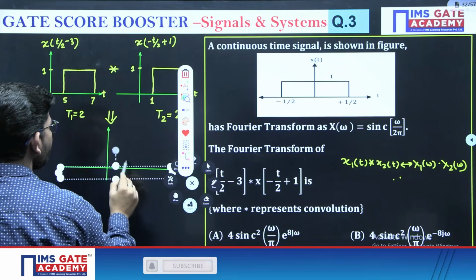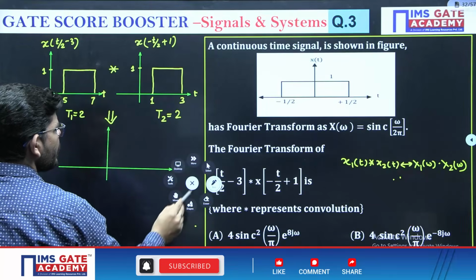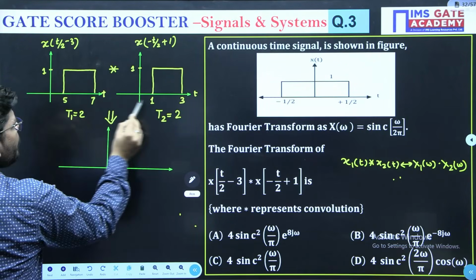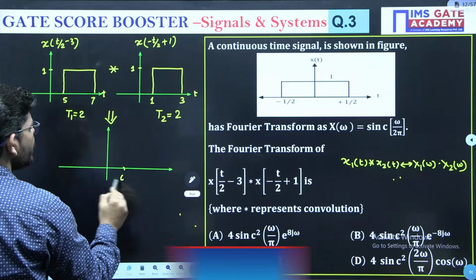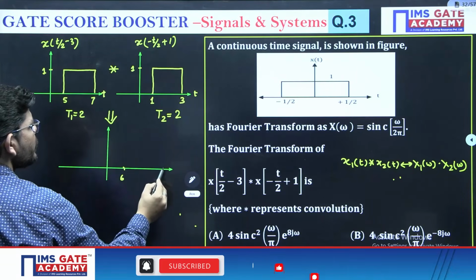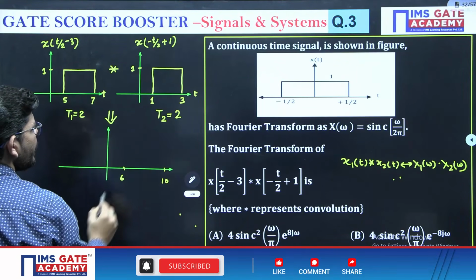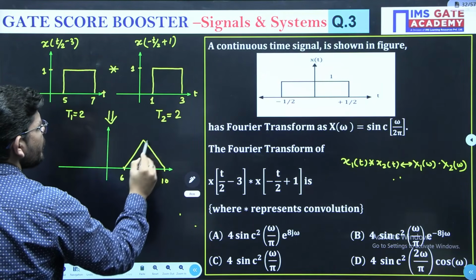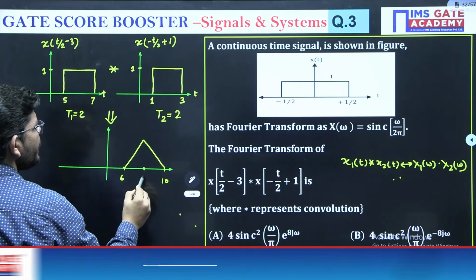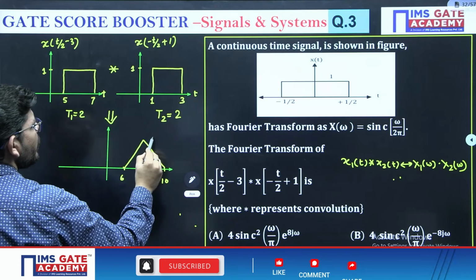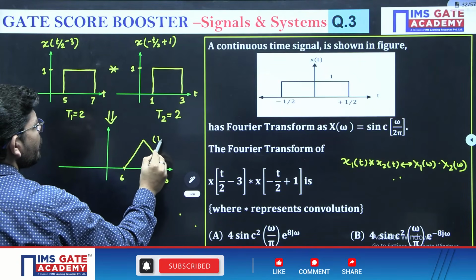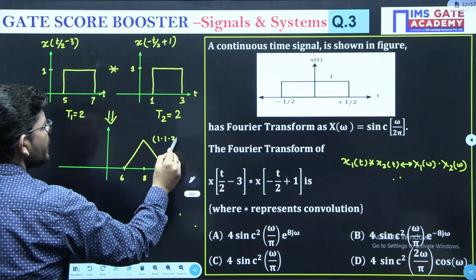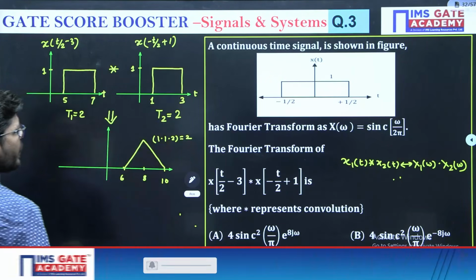right? Triangular pulse of what? See, what are the left coordinates? 5 and 1, so the left point will be 6. 7 and 3, so the right point will be 10. Okay, so we will get a triangular pulse like this, where the midpoint will be 8. The magnitude will be what? The magnitude of one into the magnitude of the other into the duration of any one of them, because they are the same. So we will get 2, right?